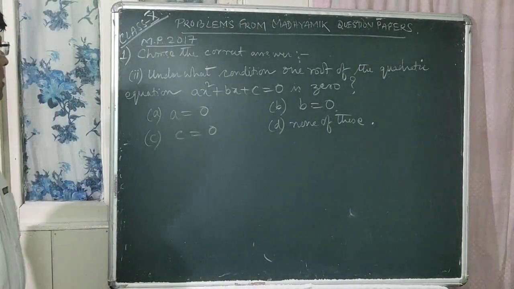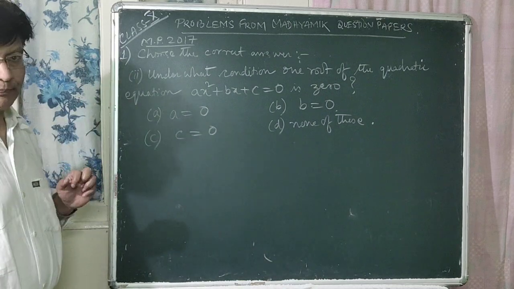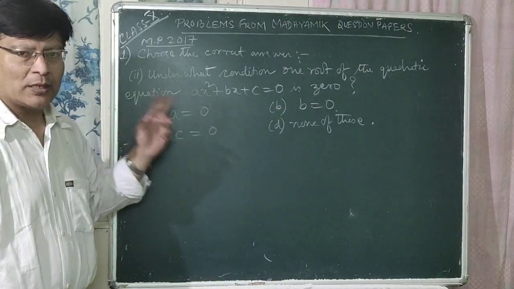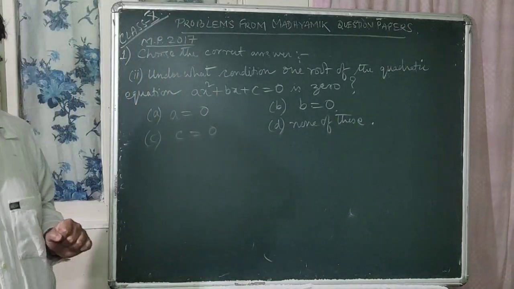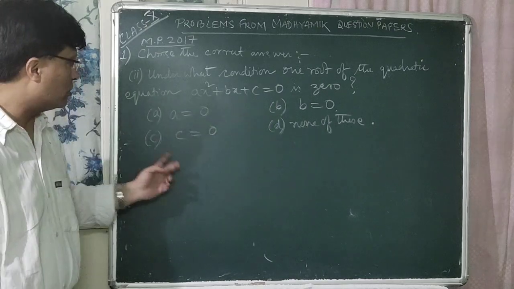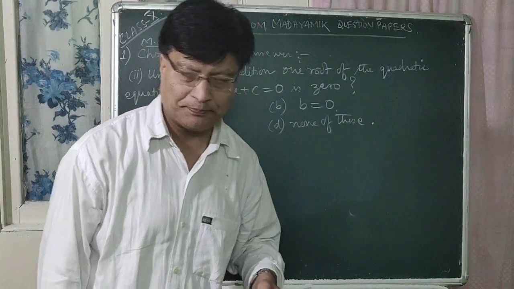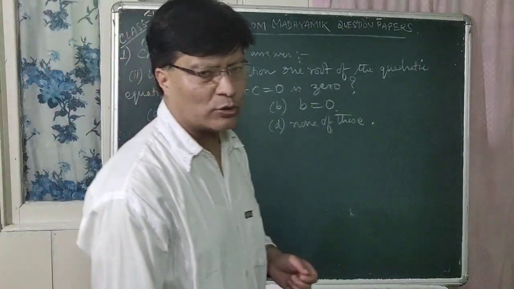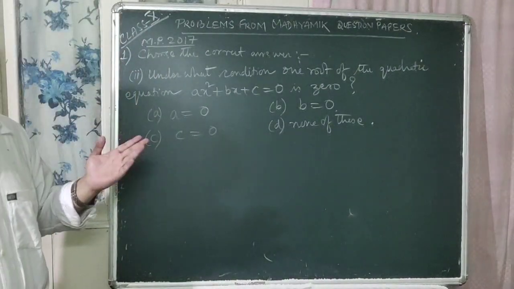So now we'll do the next question, that is 2 number 1. Under what condition is one root of the quadratic equation ax square plus bx plus c is equal to 0, is 0? Number A option is a is equal to 0, number B option is b is equal to 0, number C option is c is equal to 0, or number D is none of these. So what is the condition that one root of the quadratic equation ax square plus bx plus c is equal to 0 will be 0?